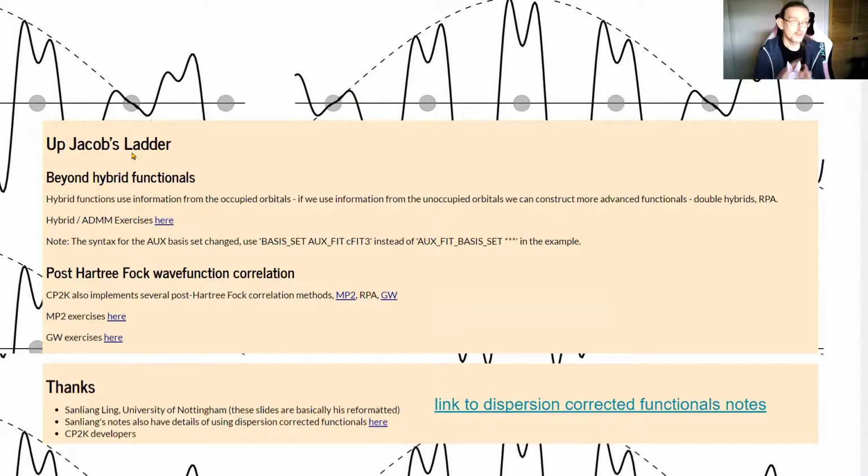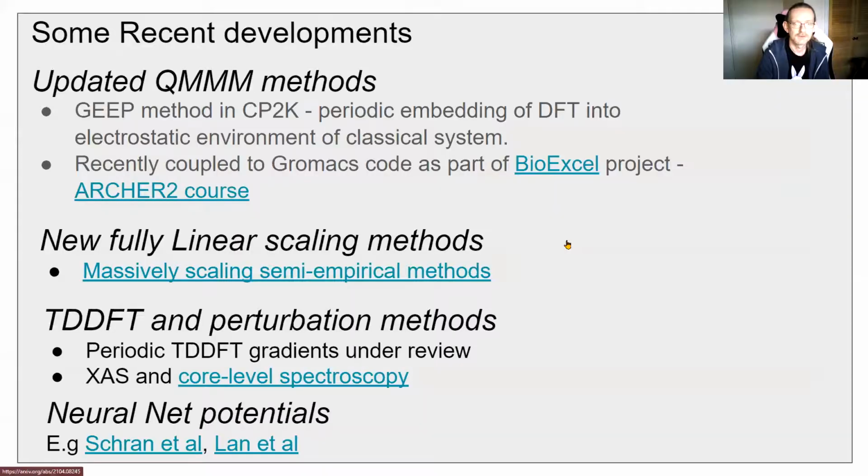And as well as hybrid functionals, there are also MP2, GW, RPA, a lot of these things you'd expect. There are dispersion corrected functionals on the website. There are exercises and examples of using these different methods.